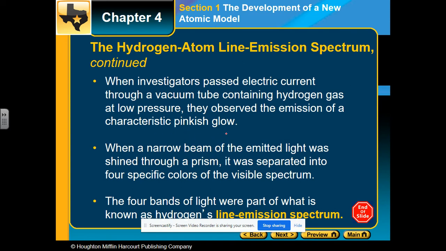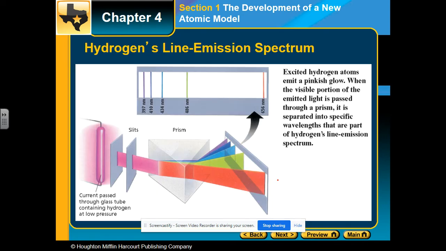So they took this pink glow and they passed it through a prism. You guys know what a prism is, okay? When they did that, it separated it into the 4 colors of the visible spectrum, and that was called our line emission spectrum. All right, so here's our tube with hydrogen gas in it in a vacuum. All right, they passed a current through it, and it was pink. They shined it through a prism and it separated into the line emission spectrum. Again, be able to explain that.